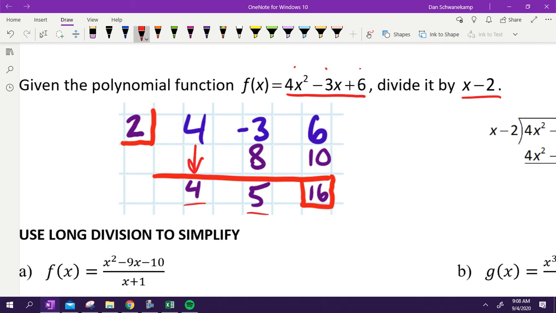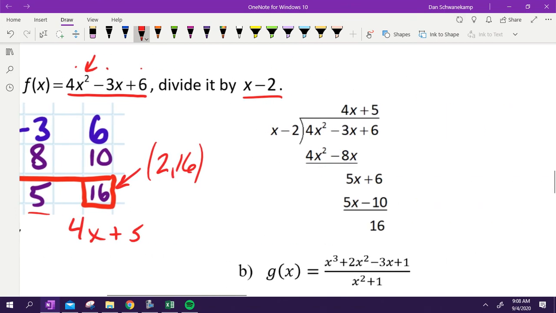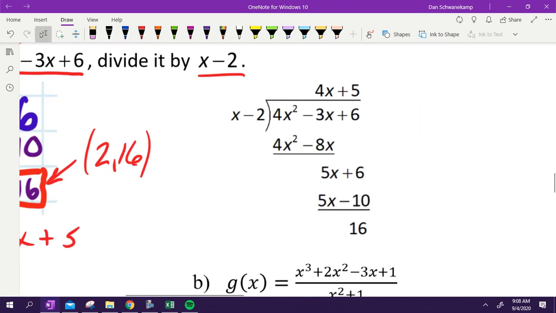What did the 4 and the 5 represent? 4x plus 5. Because it was an x squared polynomial, I took one of the values out. It doesn't really tell us much, though, because it's 16. It was not a 0, so it doesn't mean a whole lot. That gave us the ordered pair (2, 16), but it didn't give us a whole lot. We could do that same thing with long division.